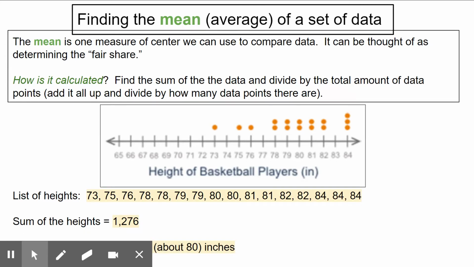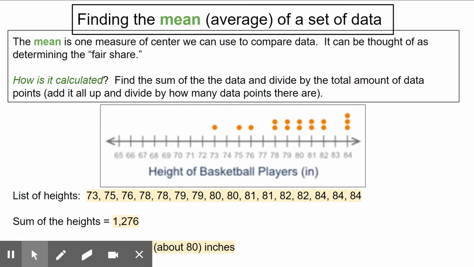Okay, so in statistics, we have a few different measures of center that we can use to find kind of the average of the data points or an overall number that best represents the data set we're looking at. One of those is called the mean, and it is one measure of center we can use to compare data. It can be thought of as determining the fair share. So if every data point was totaled up and then evenly divvied out, it'd be what everyone would get.